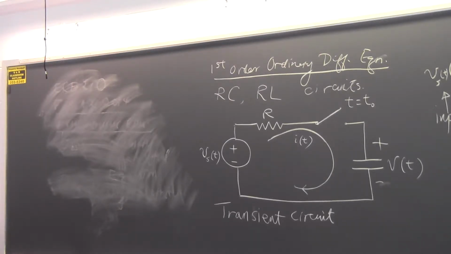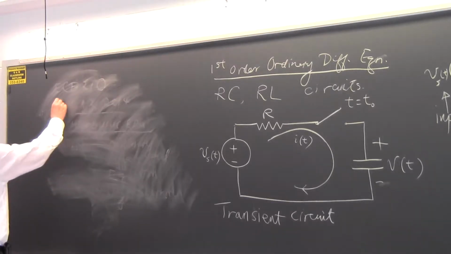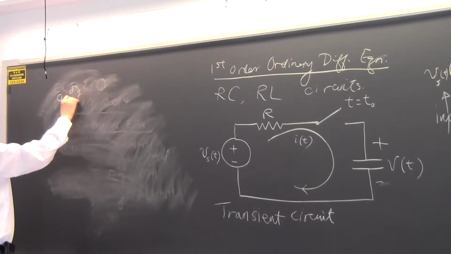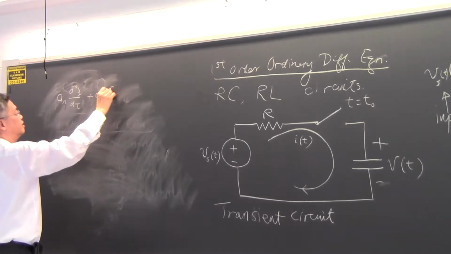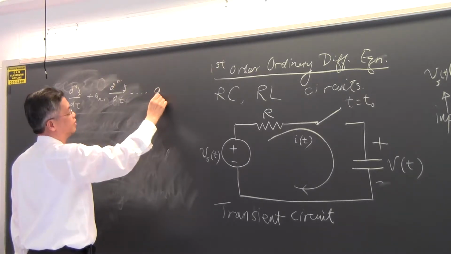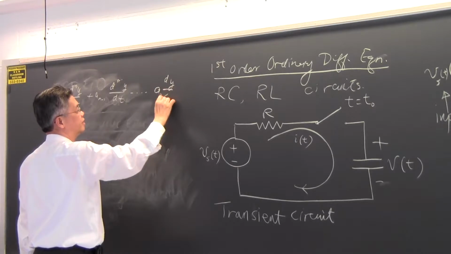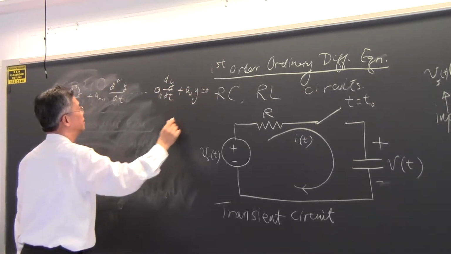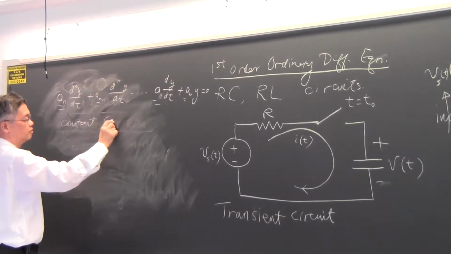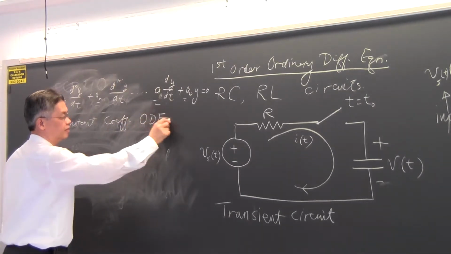What is special about this ODE? They are called the constant coefficient ODEs, because they belong to a class of ODE where you have maybe a_n d^n y/dt^n plus a_(n-1) d^(n-1) y/dt^(n-1) plus maybe a_1 dy/dt plus a_0 y. And if all these are constants, these are constant coefficient ODEs. Okay, they're extremely easy to solve.